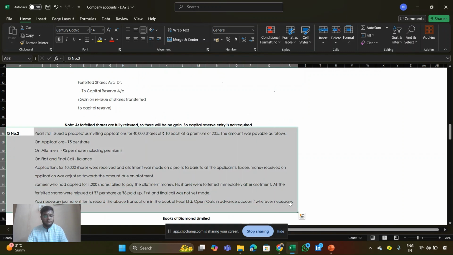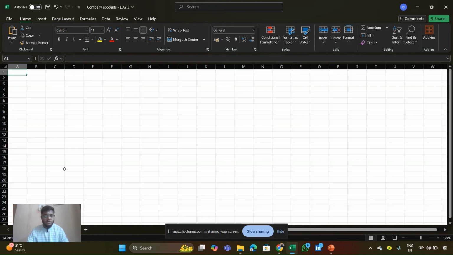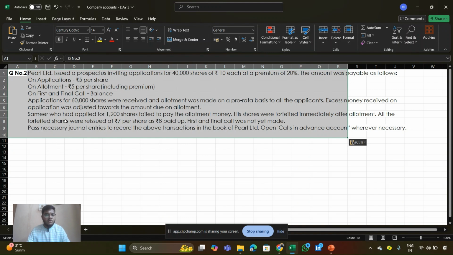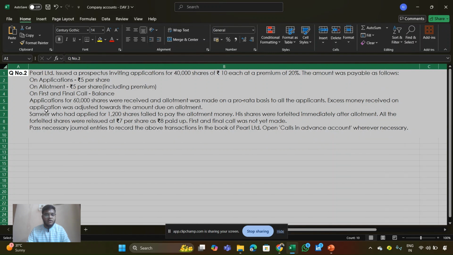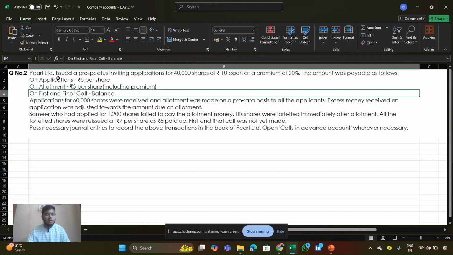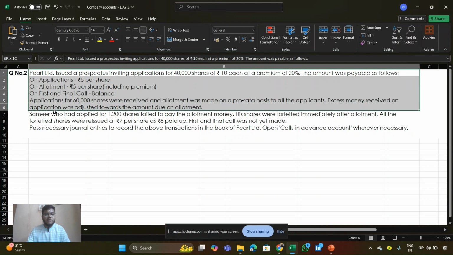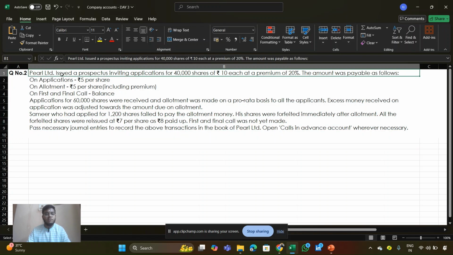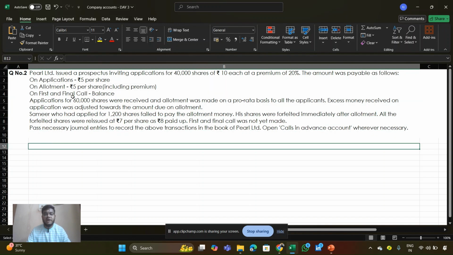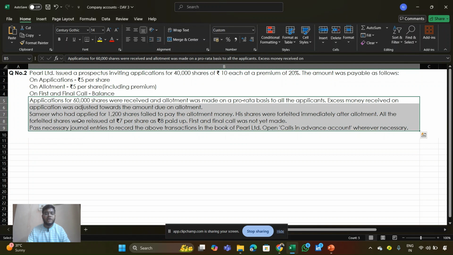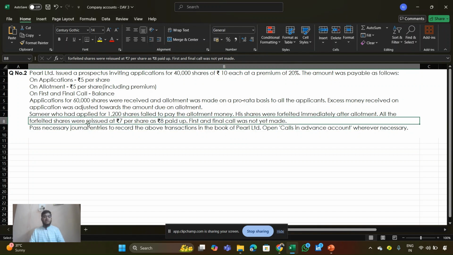Question number two. This question you can copy. I need a solution for this question. You can try it on your own, no issues. After understanding the concept, you can try this sum. It's a similar kind of previous year question, similar to the sum we saw. You can see the concept, understand it, and try this sum.